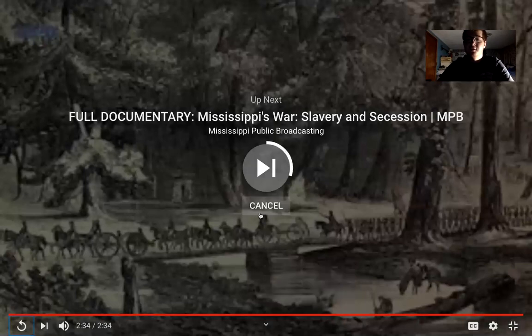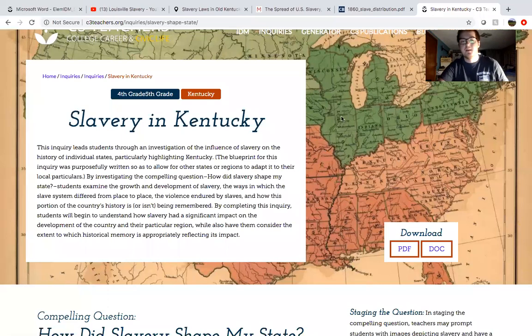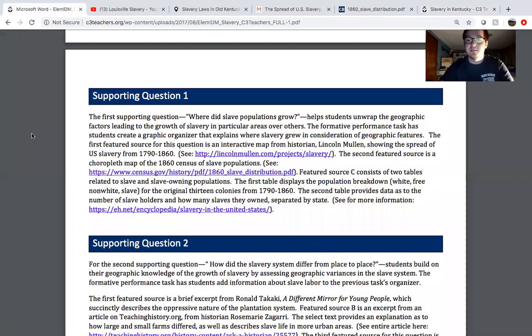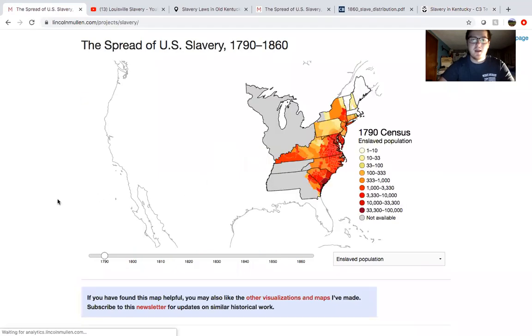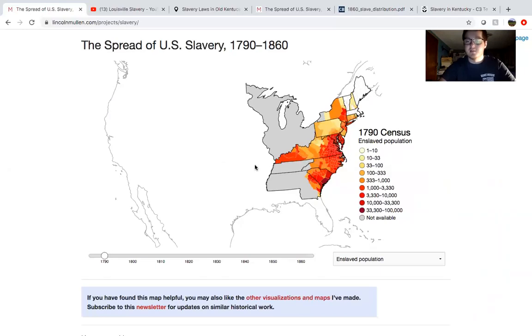So that video did a really good job talking. It highlighted Louisville for the most part, and its location, how it was central really in the United States at that time in the late 1700s, early 1800s, and its role. So we're going to look at the spread, and keep in mind when we look at these maps, Louisville's role in that. So the first primary source that we're going to look at is a spread of U.S. slavery, 1790 to 1860, which was, of course, leading up to the Civil War.